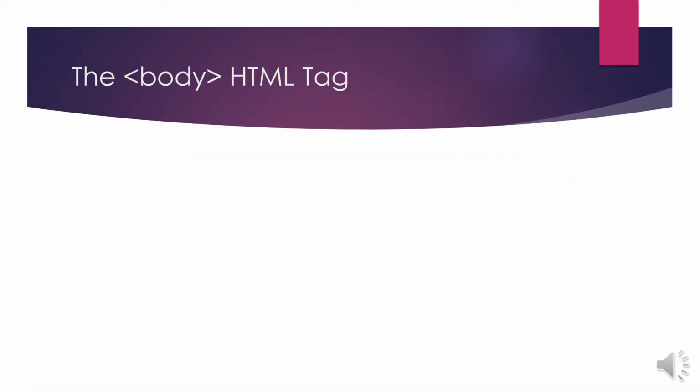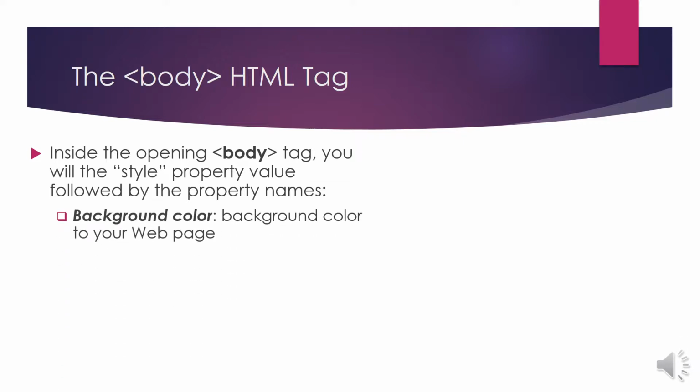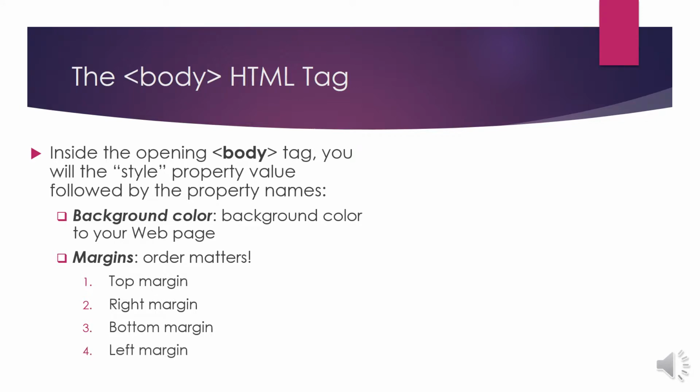Okay, let's look at the body HTML tag. What kind of property values or styling will we use for the body tag? Inside the opening body tag, you will style property values followed by their property names. You want the background color, which will put background color to your web page. You want margin, and order matters. You always want to go clockwise. Start with the top margin, right margin, bottom margin, left margin.